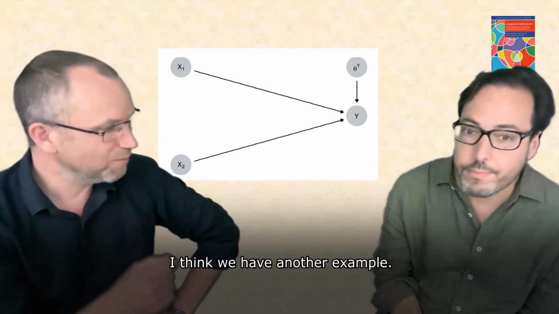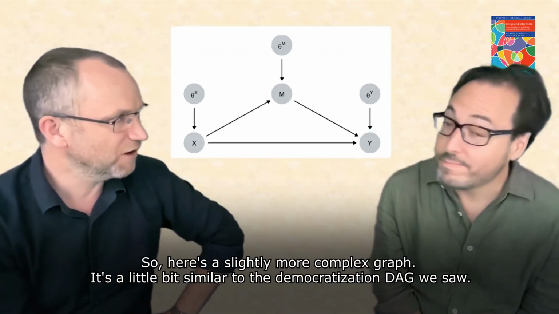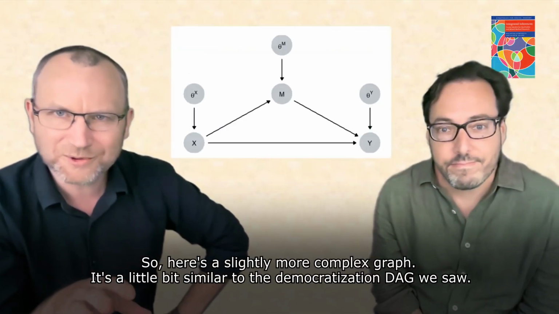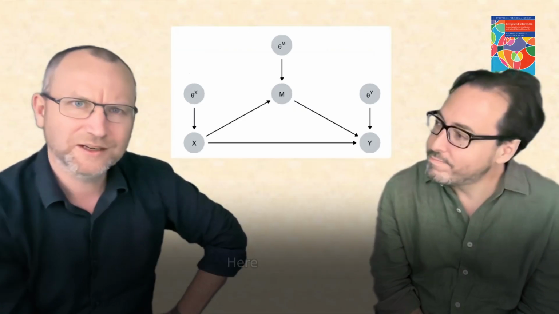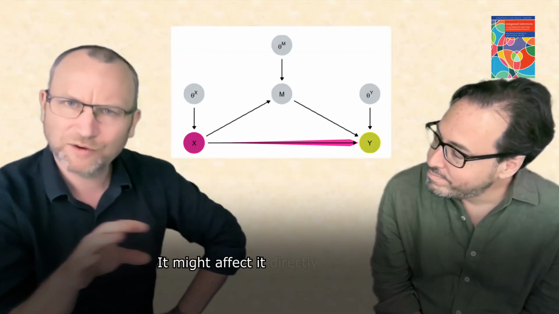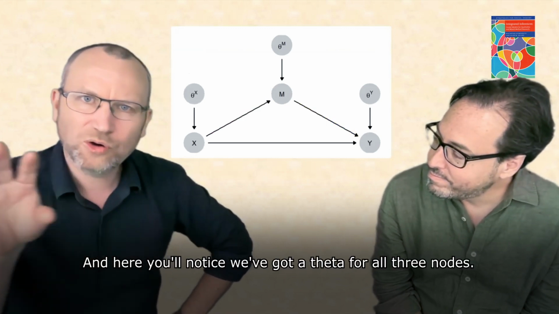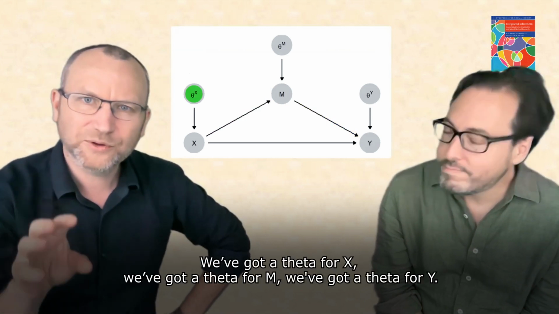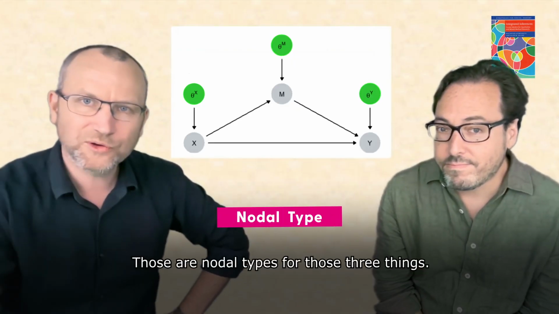Great. I think we have another example in the next slide. Let's look at this. So here's a slightly more complex graph. It's a little bit similar to the democratization DAG we saw. Here x affects y. It might affect it directly or indirectly. And here you notice we've got a theta for all 3 nodes: a theta for x, a theta for m, a theta for y. Those are nodal types for those 3 things.